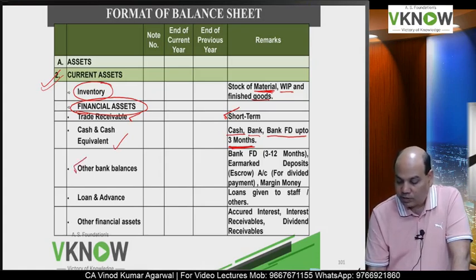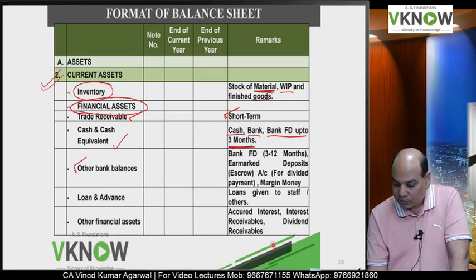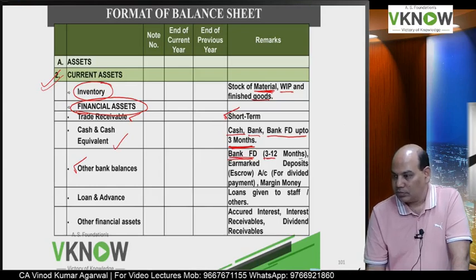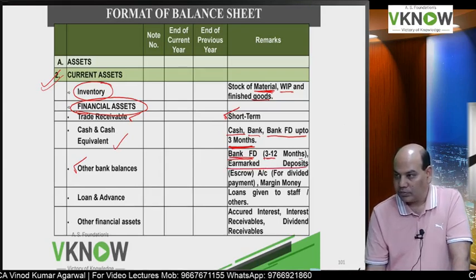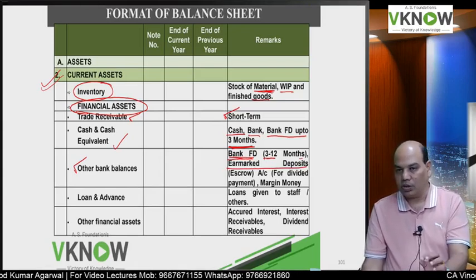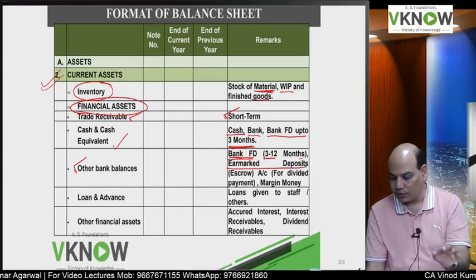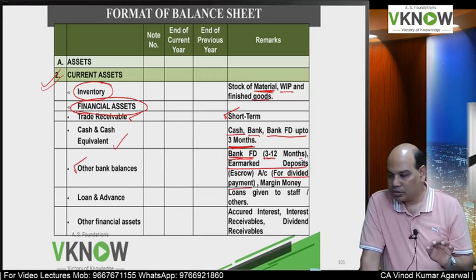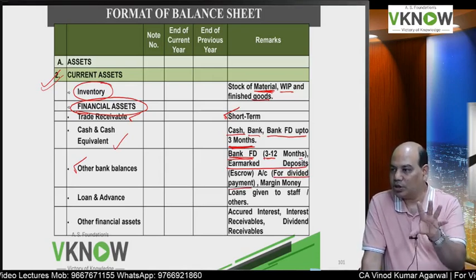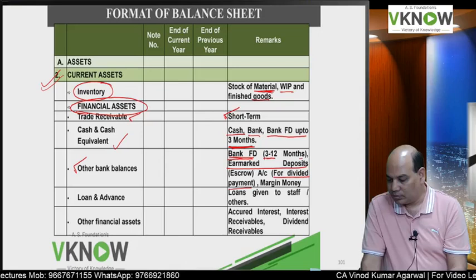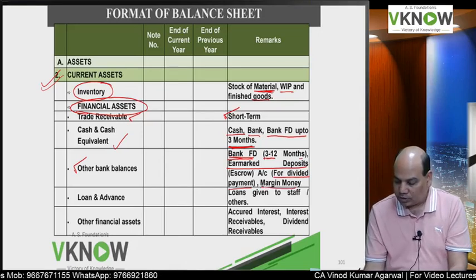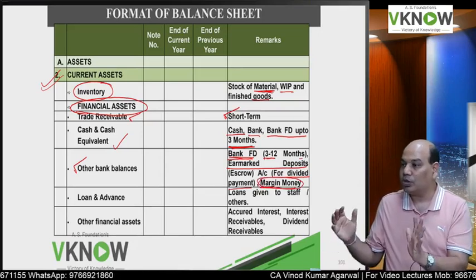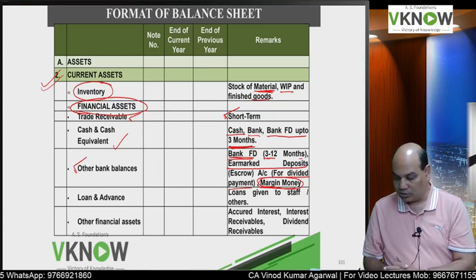Other items will come as other bank balance. For example, bank FD whose maturity is more than 3 months up to 12 months. Then earmarked deposit. Earmarked deposit means those amounts which are for a specific purpose. Like for example, when the company declares dividend, they transfer the amount to a special account from which dividend will be paid. Or margin money, that means sometimes in order to get some contract or some job, you have to deposit some money with the bank, margin money.